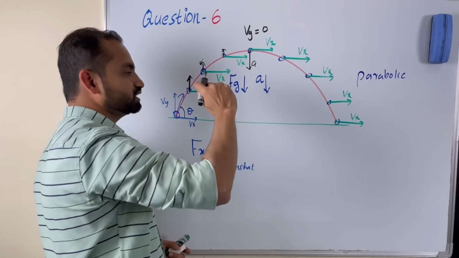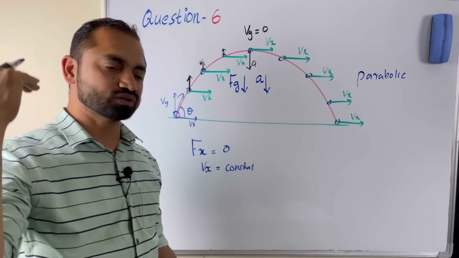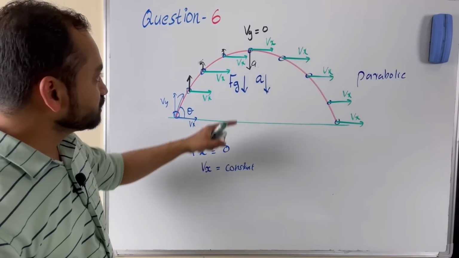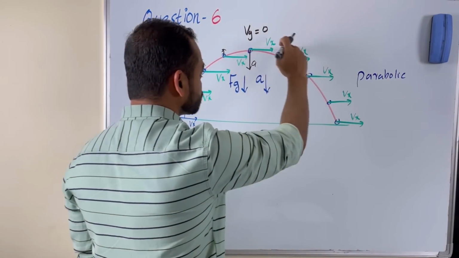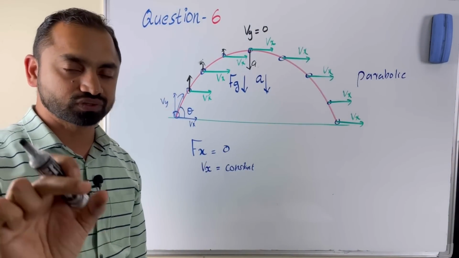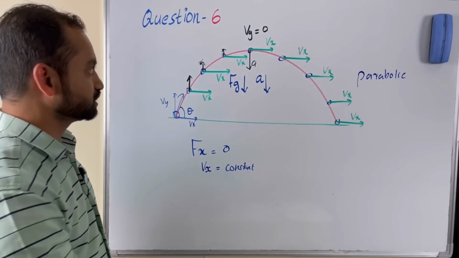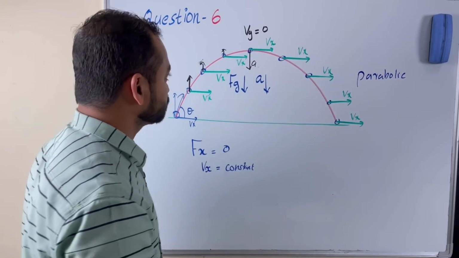At maximum height of the path of a projectile, the acceleration is acting downward, and there will be only horizontal velocity, horizontal component of the velocity. Vertical component of the velocity will be 0 at a maximum height. So you can see the velocity and acceleration will be perpendicular at a maximum height.